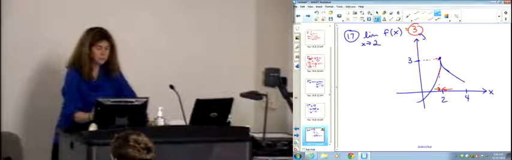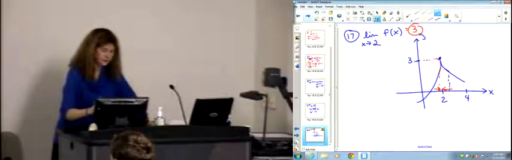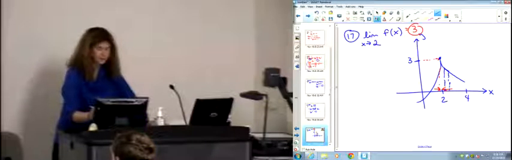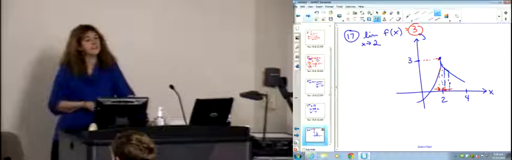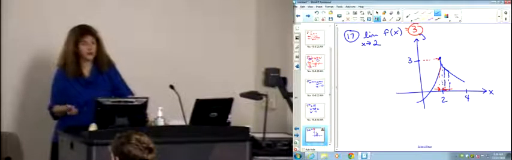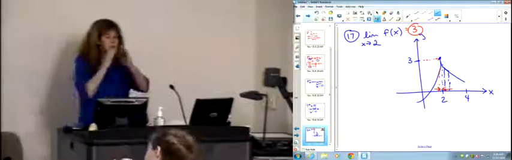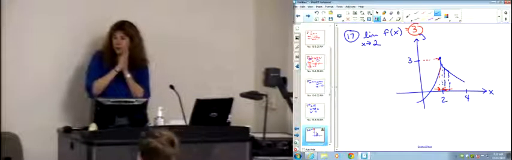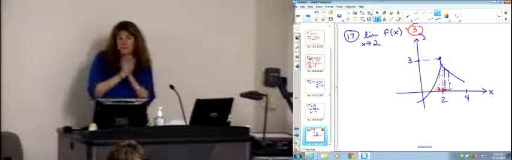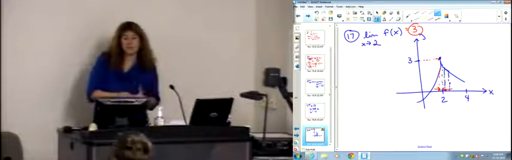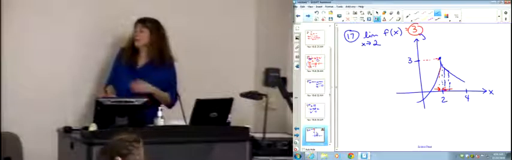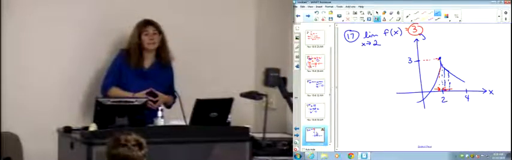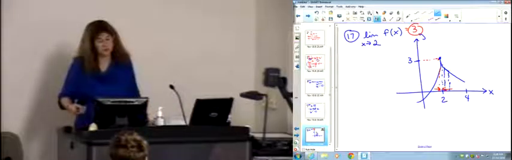And coming from the right, we see also, when we're at 2.25 maybe, 2.1, the idea is that as the x's are getting closer to 2, those y's are getting closer to 3. They're converging in on that point at 2, 3. They're both going to that point, 2, 3. So we say that the limit value is the y value. It's what the value of the function is as the x's are getting closer to 2.